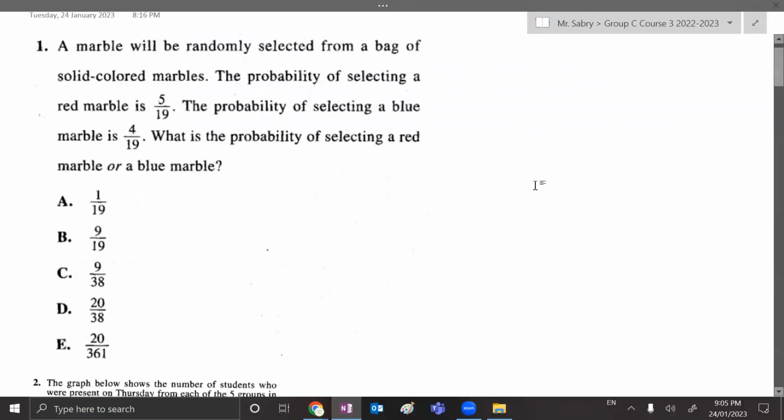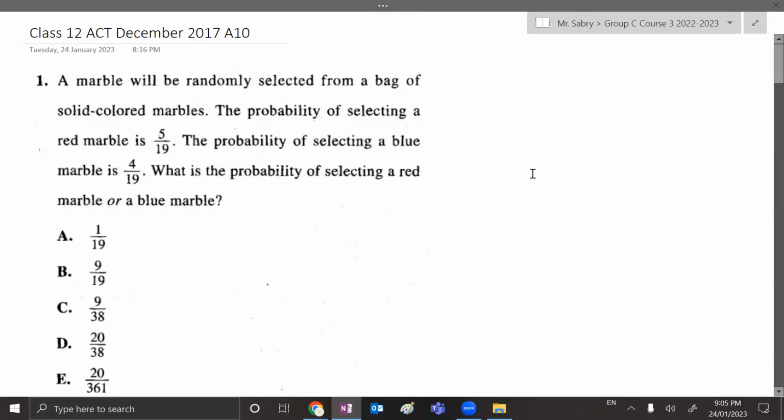Let's start with number 1. It says a marble will be randomly selected from a bag of solid colored marbles. The probability of selecting a red marble is 5/19. You already have the probability of red. And then the probability of selecting a blue is 4/19. What is the probability of selecting a red or a blue marble?